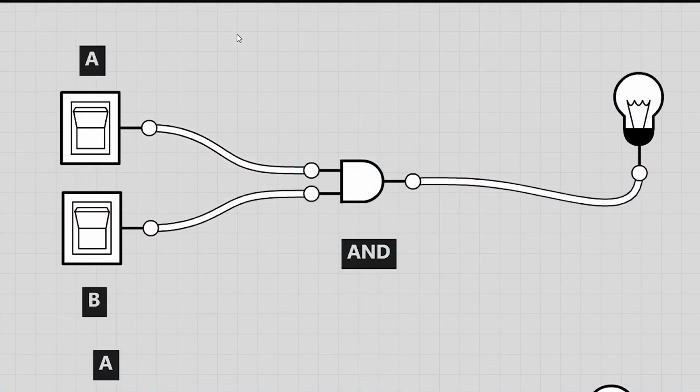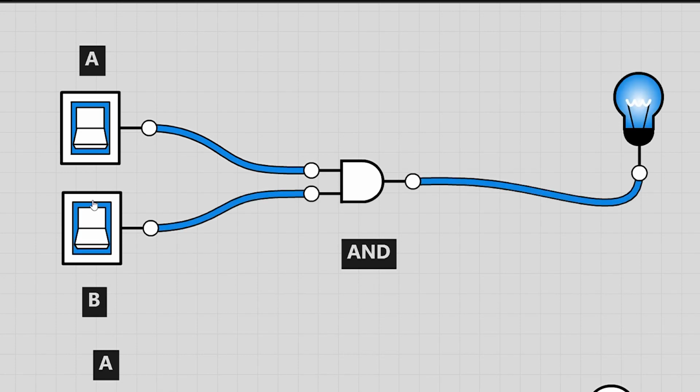First we will see the simulation for AND gate. When both the inputs are 0, the output will be 0. When any one input is 1, the output will be 0. When both the inputs are 1, the output will be 1.